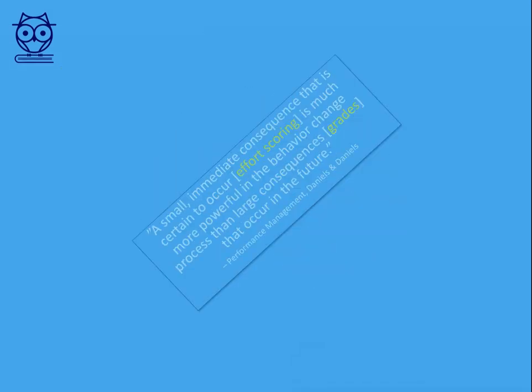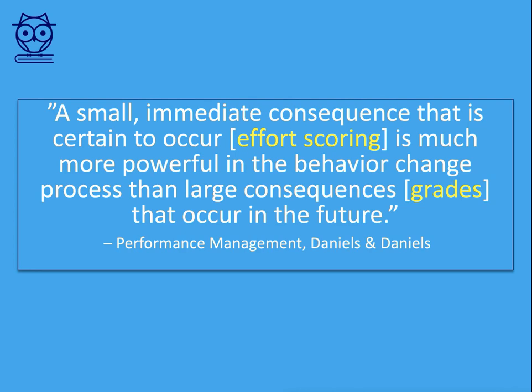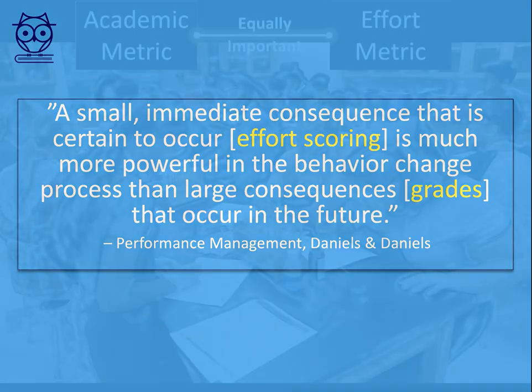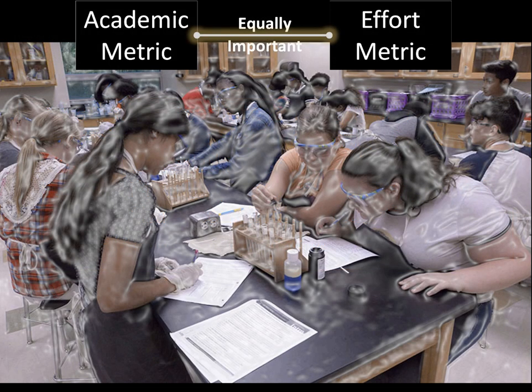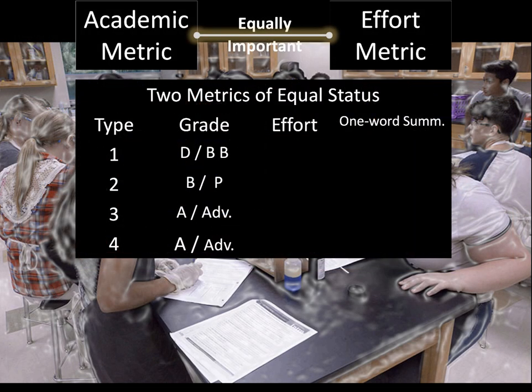Consider the last two examples with the following quote. A small, immediate consequence that is certain to occur, think effort scoring, is much more powerful in the behavior change process than large consequences, think grades, that occur in the future. Let's look at some examples of how E for effort benefits different types of students.